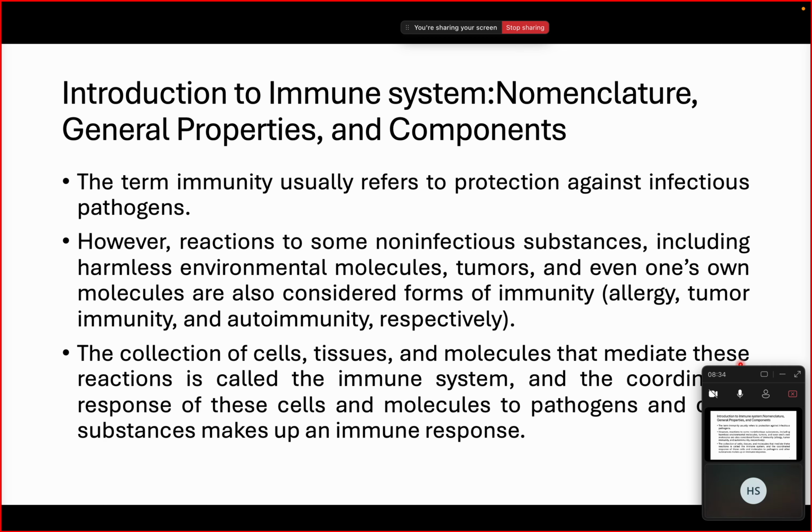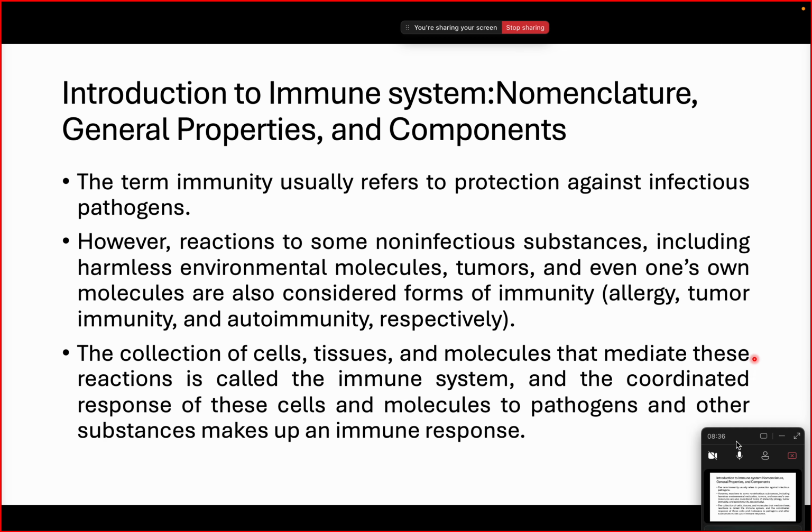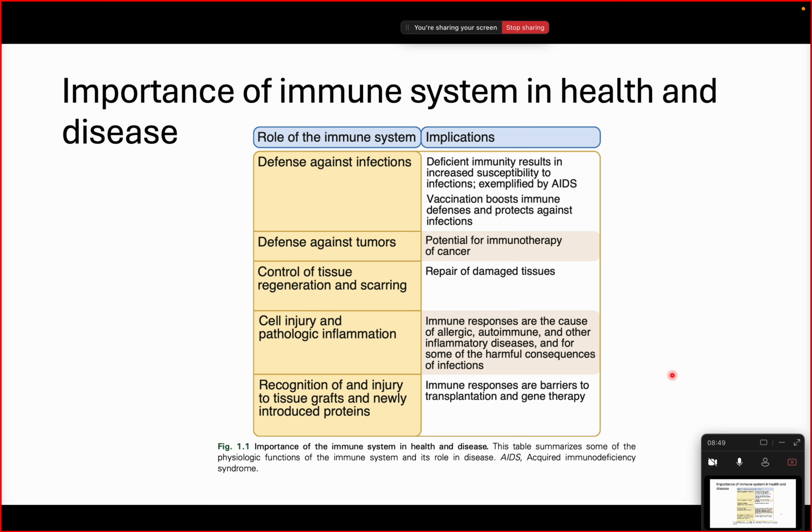So till now, what we know is that the cells and tissues and the small molecules which act against the antigen in a coordinated manner is called an immune response.